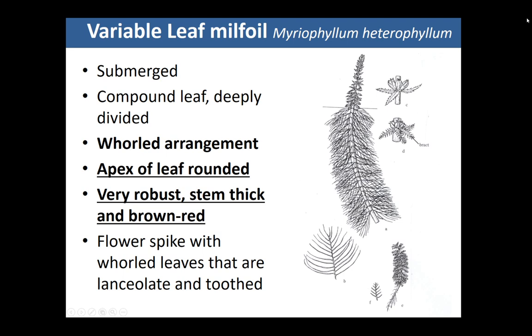So in variable leaf milfoil, again going through these bullets, it's submerged. It has a compound leaf that's deeply divided, as you can clearly see in this picture. It has a whorled leaf arrangement. In this case, the apex of the leaf is rounded. It's not nice and flat like your Eurasian water milfoil.